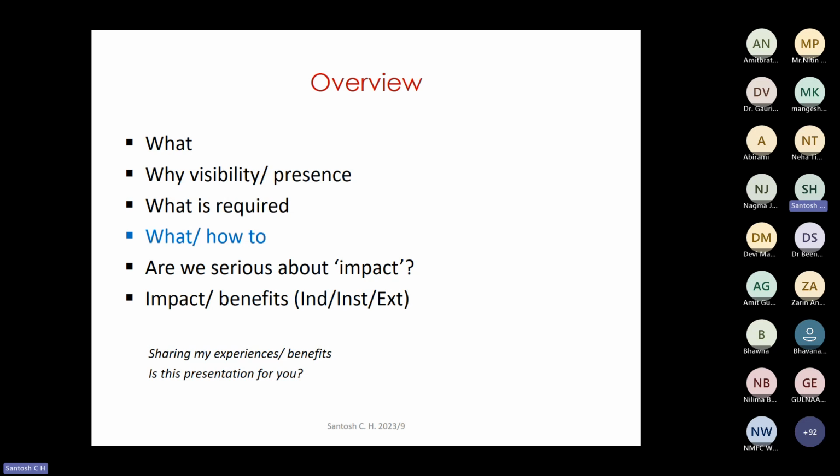And also when you get visibility, definitely your institute also gets visibility. So we'll see how the institute really benefits from individuals' visibility. And also how we can create external benefit or external impact will be seen. So this visibility concerns the individual, the institution, and external parties also. Basically we reach out to two categories of people: institutional stakeholders and external stakeholders.